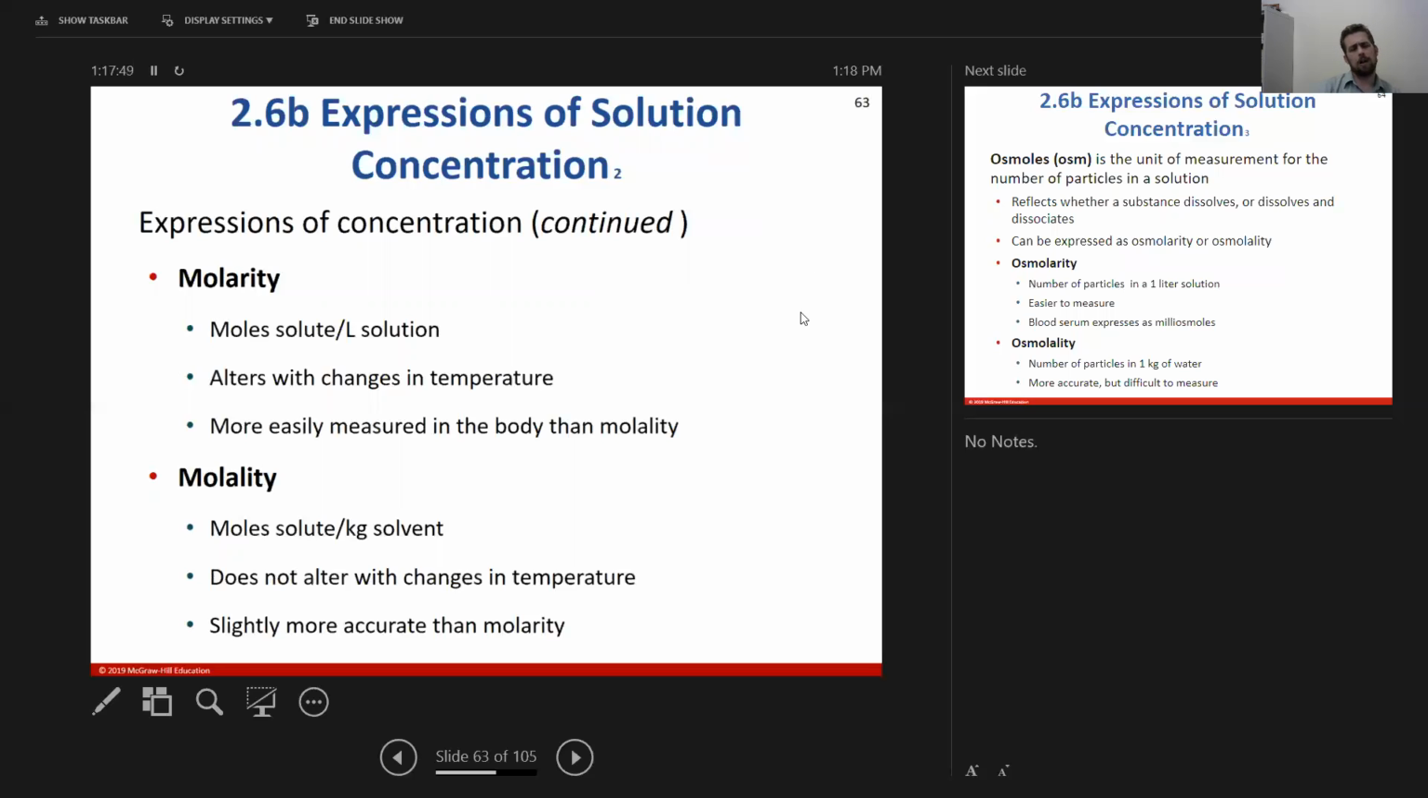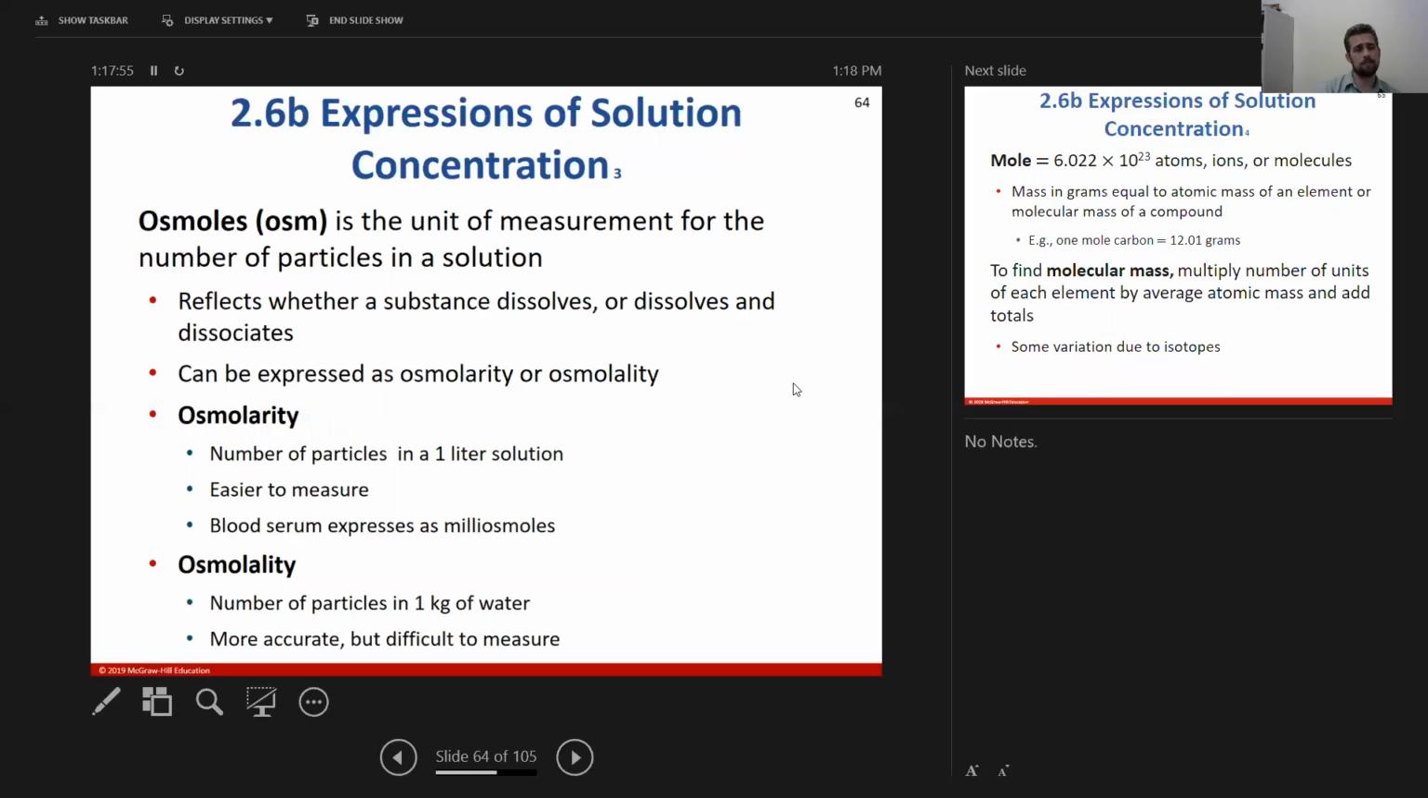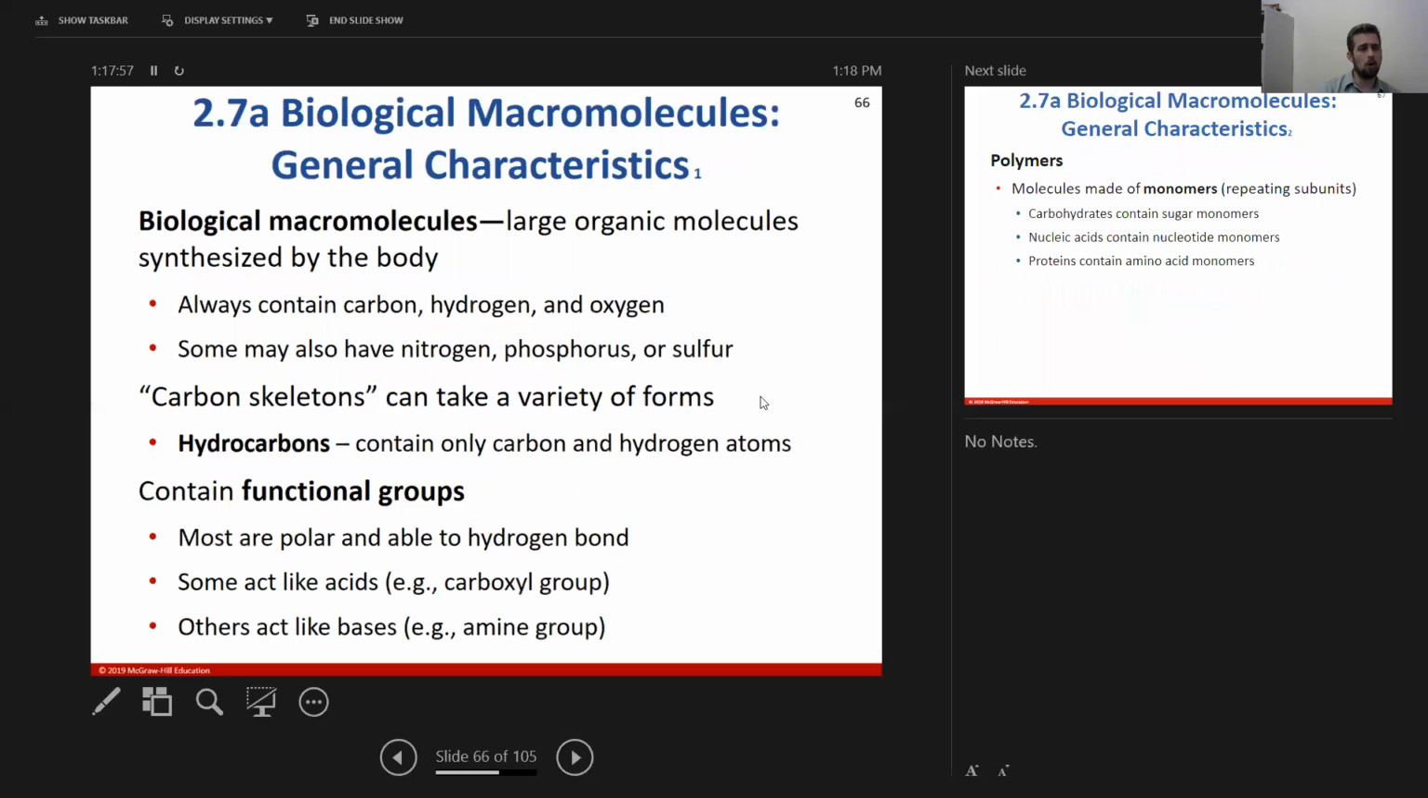So molarity and molality, you guys are going to need to know this for nursing, but you don't need to know it in my class, so we're skipping it. Moles, you don't need to know about any of that stuff.